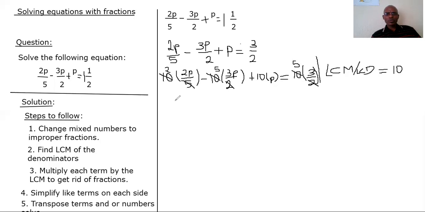Then 2 times 2p, we get 4p. Then there's a negative there, 5 times 3p, which is 15p. Then 10 times p, I get 10p. Then 5 times 3, we get 15.